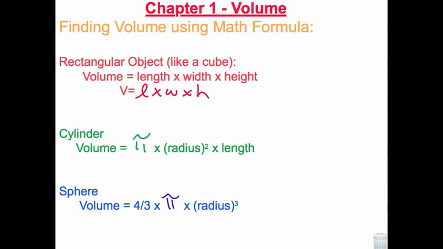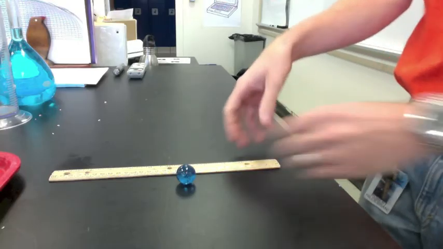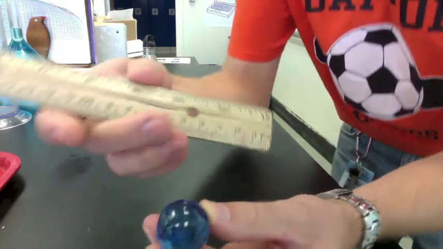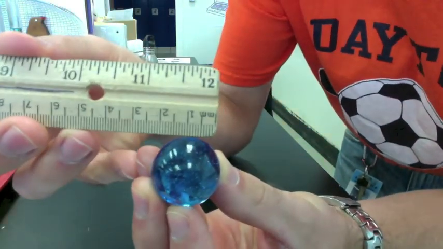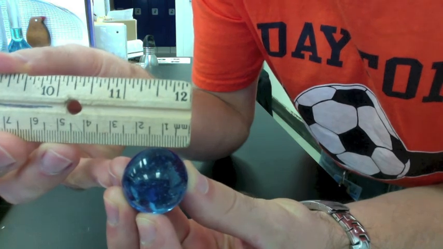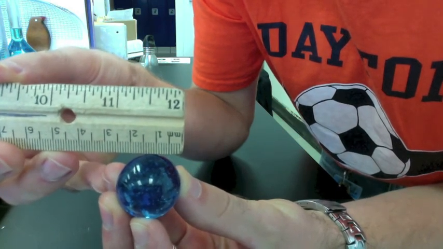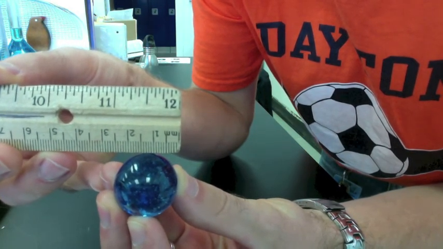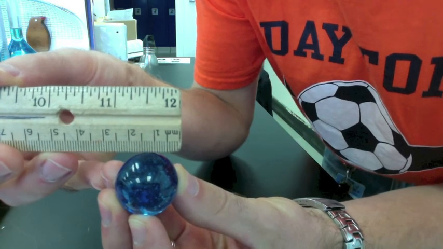The last formula we will use is to find the volume of a sphere. That is 4/3 times pi times the radius cubed. For pi, you can use 3.14. Remember, the radius is half the diameter. The width, or diameter, of the blue marble is 2.5 centimeters. Put that on the data table, but remember, radius is half the diameter. In our case, 1.25.